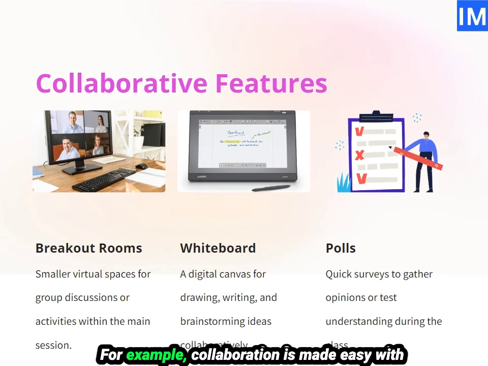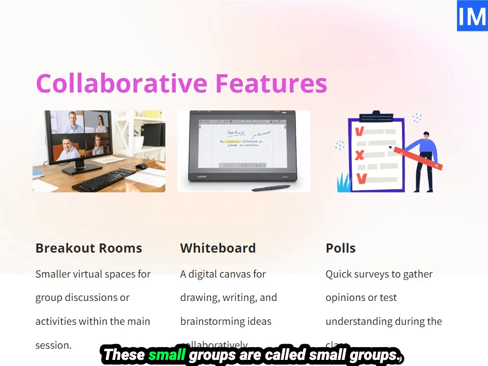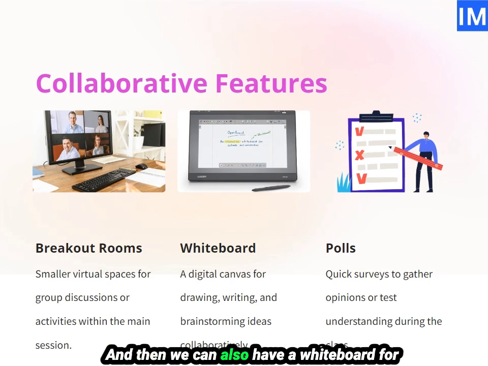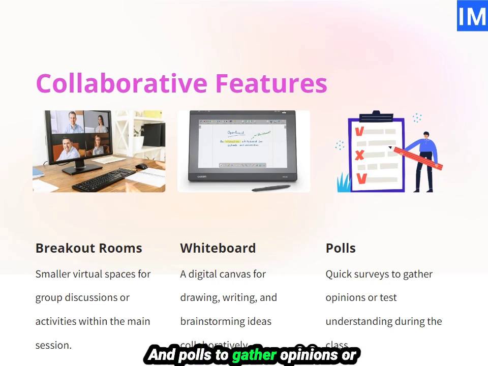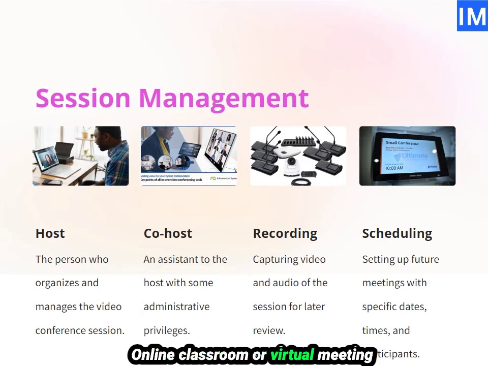For example, collaboration is made easy with breakout rooms for smaller group discussions when the teacher divides you into groups. These small groups are called breakout rooms. And then we can also have a whiteboard for collaborative or collective brainstorming. For example, we can have a whiteboard where we all write online, and polls to gather opinions or check understanding during the session. The polls.